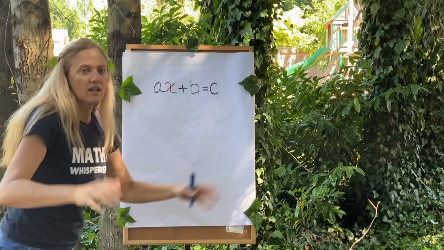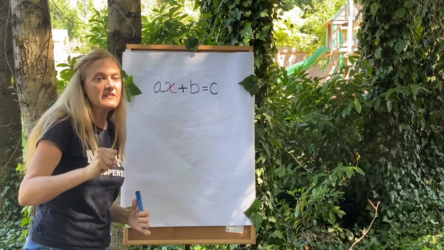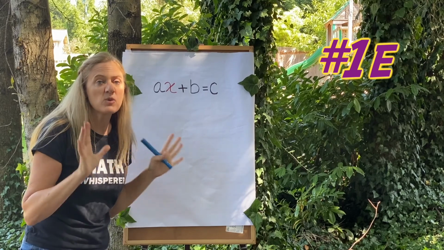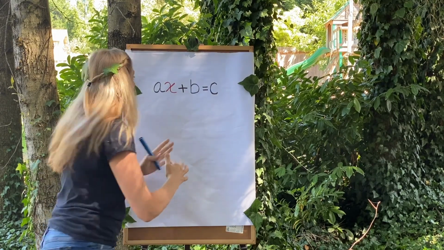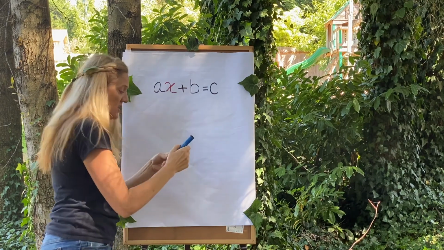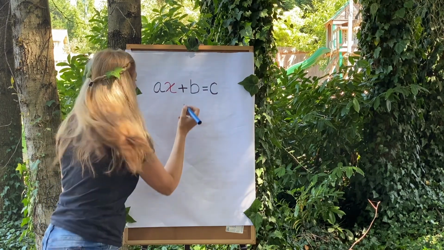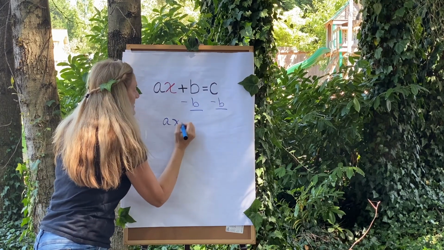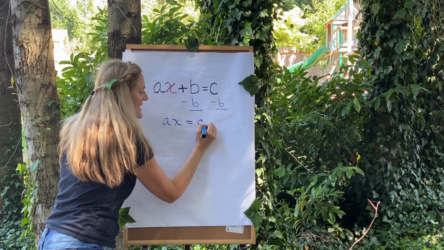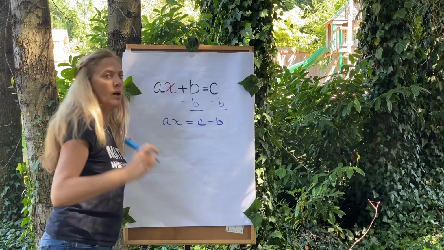Okay guys, let's find X together. A, B, and C are real numbers, and we're solving for X. So let's go ahead. We're going to go backwards through PEMDAS. So undo add, subtract. I need the subtraction property of equality. AX equals C minus B.